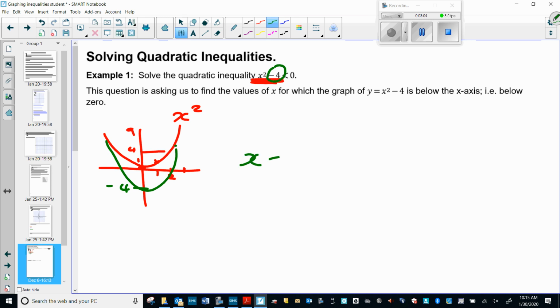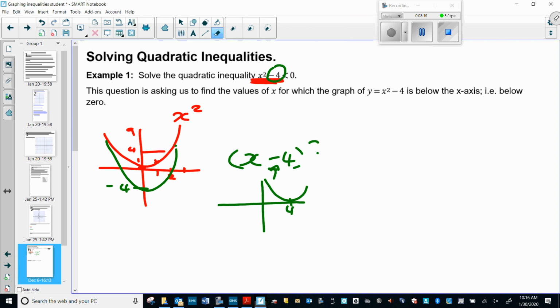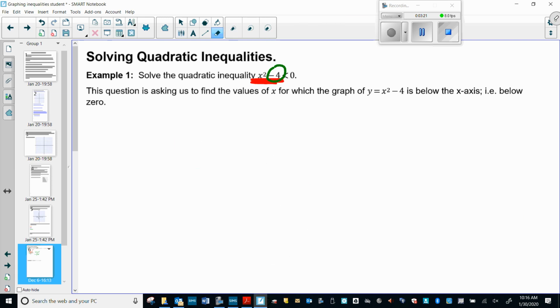The movement left and right would be when it's in a bracket, okay? Remember that it goes to the opposite value, so that one there would actually cause a positive 4. Are we kind of remembering this? Okay, so if we are happy, then we could say that this graph, x squared minus 4, is less than 0.